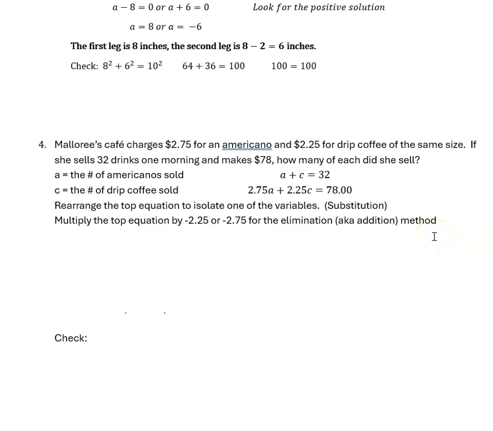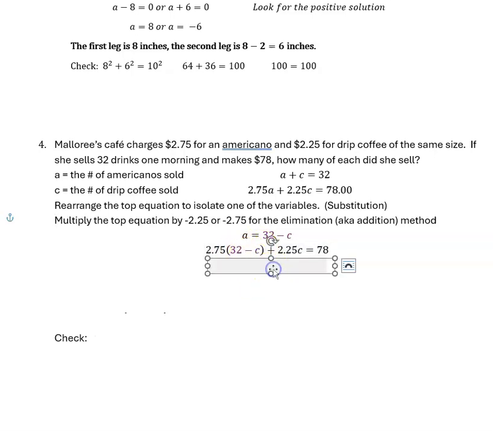In this particular problem, I think with the decimals being what they are, it's easier to use the substitution, that is, rearrange that top equation. And so all I did here was subtract C from both sides, and I got 32 minus C. I got that A by itself. Now I'm going to go to that second equation, and I'm going to replace the A with what A is equal to. So where A is 32 minus C, that's what I'm putting in here.